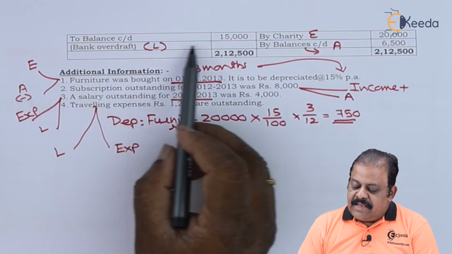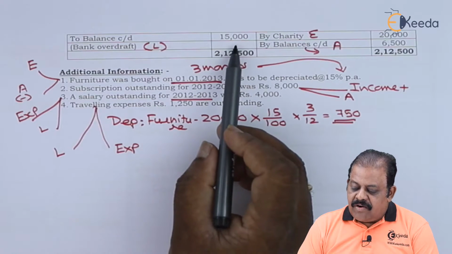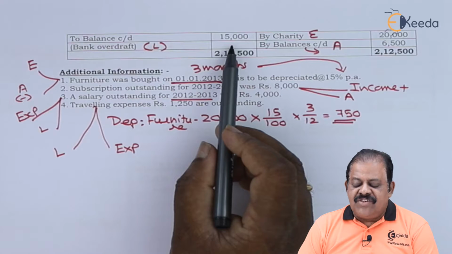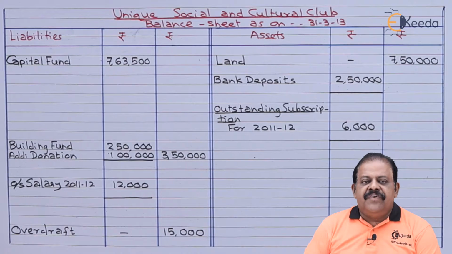Here we have to balance carried down, closing bank overdraft. That is a liability. It will be recorded as a liability in the balance sheet, 15,000. Bank overdraft is recorded on the liability side, 15,000.